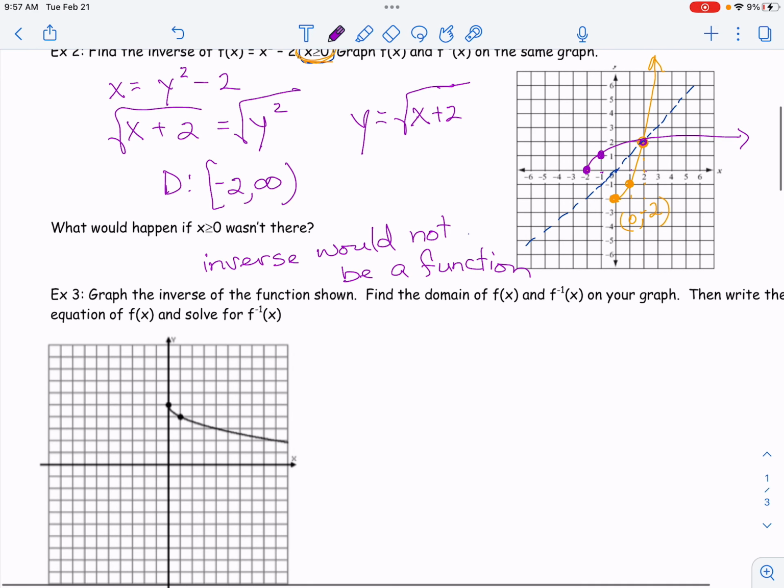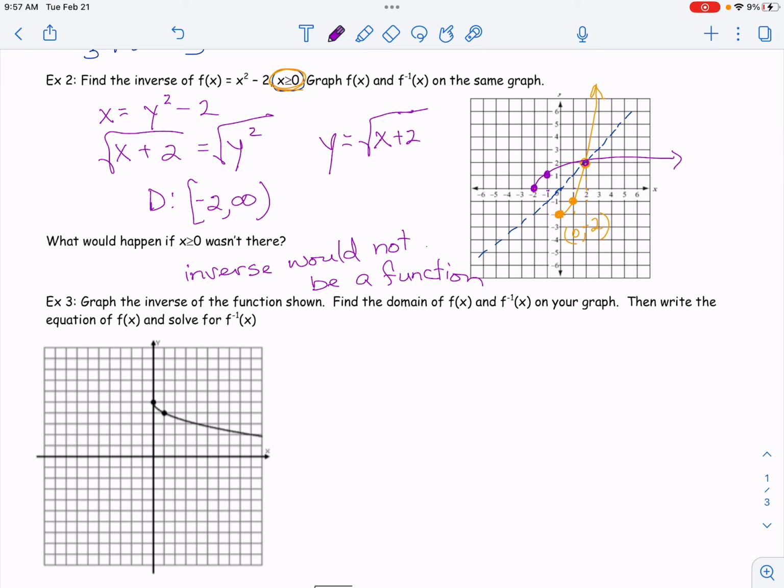On this one, they give you a graph. So it says find the inverse of the function below, the domain of f of x and f of negative x on your graph. So this one is our original graph, so this is f of x. So the domain of f of x is going to be from negative infinity to 0.